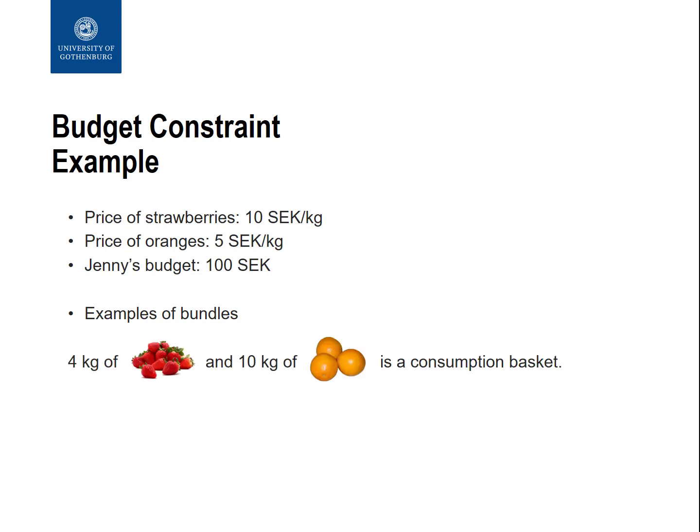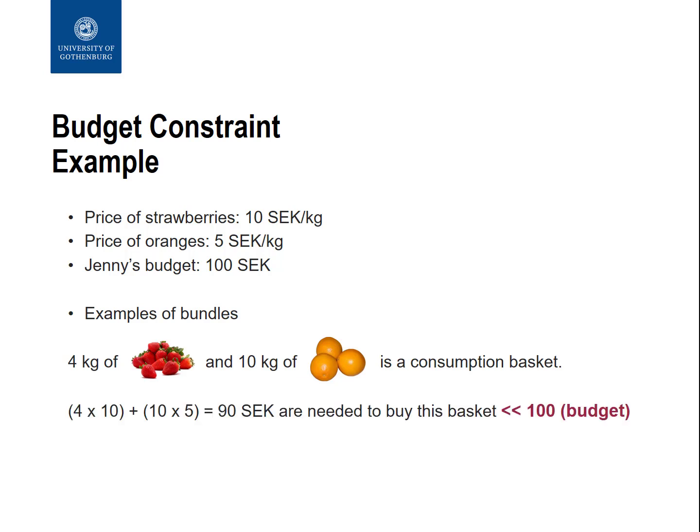Consider the bundle containing 4 kilos of strawberries and 10 kilos of oranges. How much does Jenny have to pay for this consumption basket? Well, she has to pay 4 kilos of strawberries multiplied by 10, the price of strawberries per kilo, plus the same thing for oranges, 10 kilos multiplied by 5 kronas, which gives a total of 90 kronas. Now we compare what she has to pay with her budget, which is 100 kronas. And since 90 is lower than 100, we can say that this basket is affordable for Jenny because it is within the budget constraints.